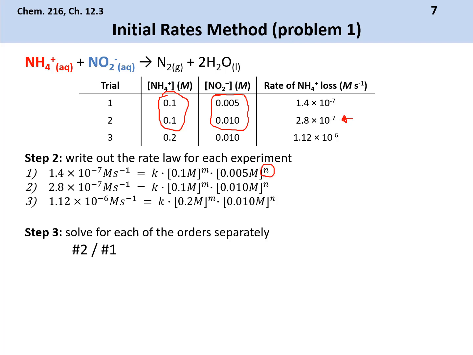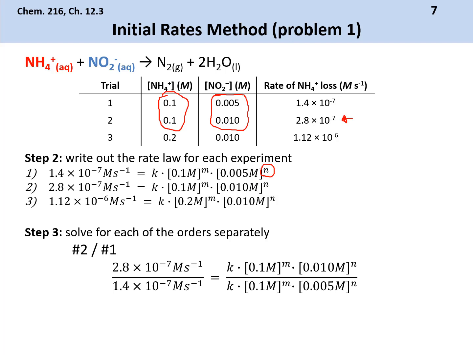So I take this side, 2.8 times 10 to the minus 7, over the rate for number 1, 1.4 times 10 to the minus 7. And then I take the right side of both those reactions and put one over the other: k times 0.1 molar to the m times 0.01 molar to the n, over k times 0.1 molar to the m times 0.05 molar to the n. At this point, I look at this and I see some things that I can simplify.